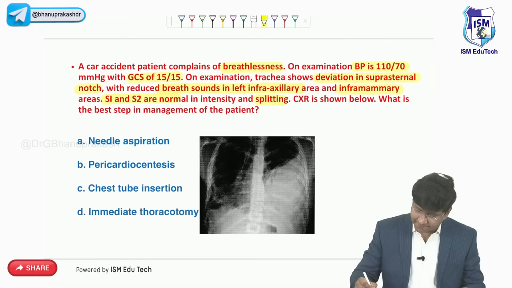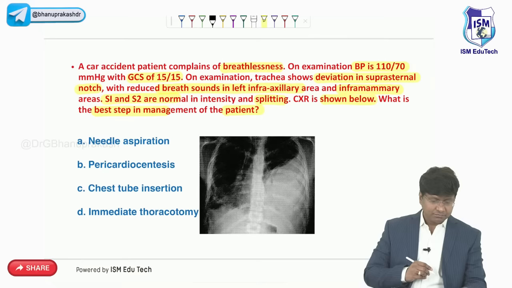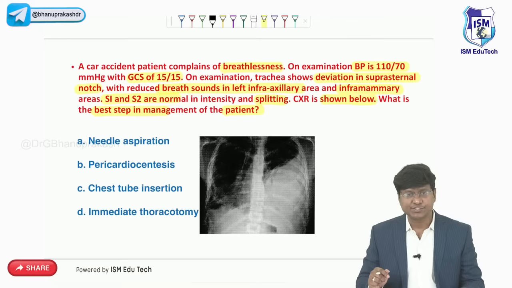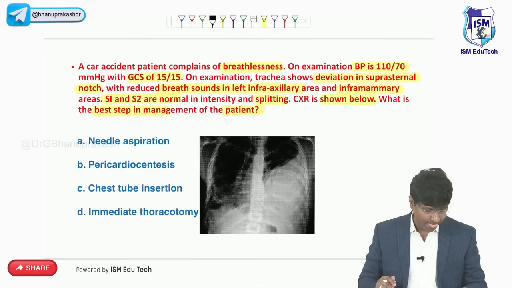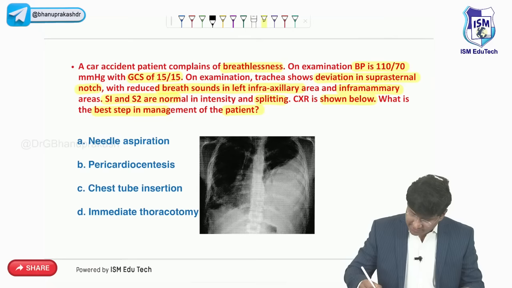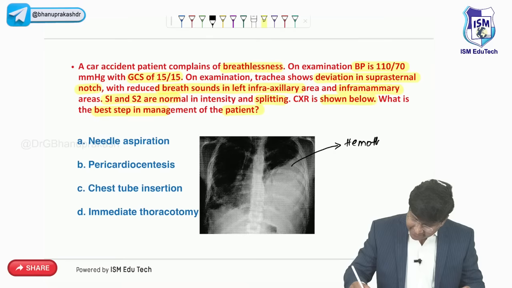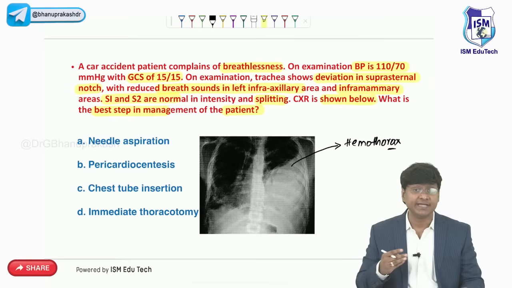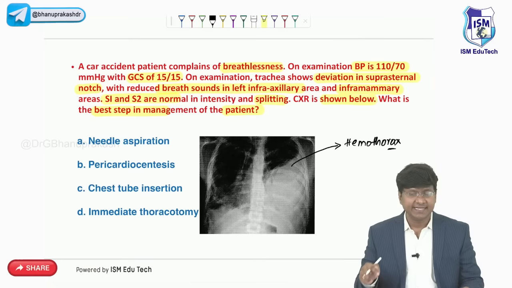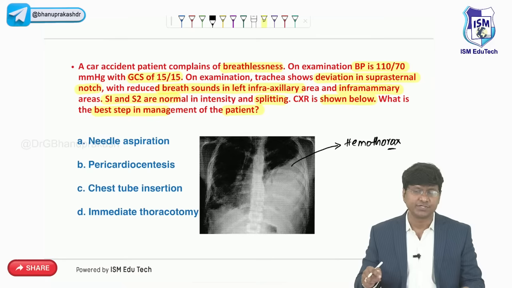Any one of you? So what do you think this patient has developed? Needle aspiration, pericardiocentesis, chest tube insertion, immediate thoracotomy. So what will you do in this patient? Very good. This particular patient has developed hemothorax, secondary to the road traffic accident. How can you tell? Because in the left infraaxillary and inframammary areas the breath sounds are reduced and the trachea is shifted to the opposite side. That tells that the individual has developed hemothorax.